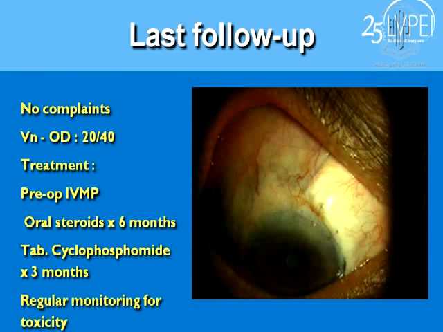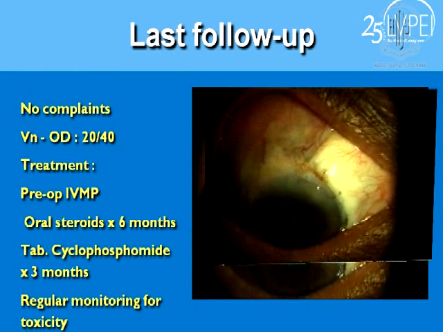The vision improved. The patient was given oral steroids for about 6 months in a lower dose subsequently, and we also put the patient on endoxan for about 3 months with regular monitoring. And this is one of the follow-ups later on.